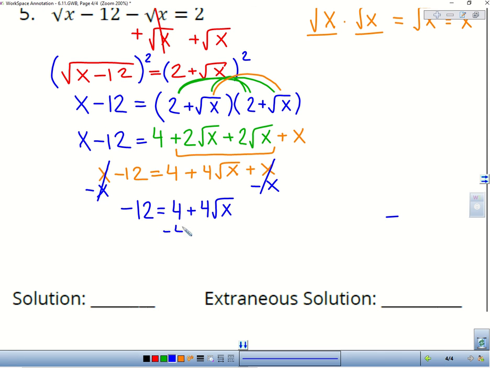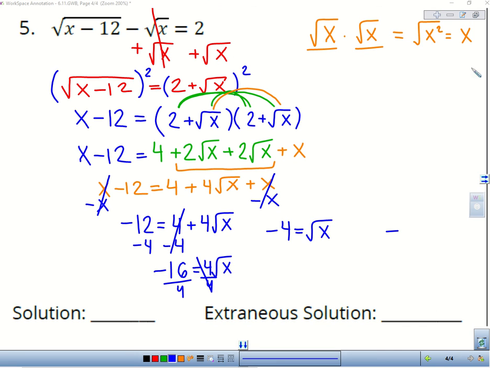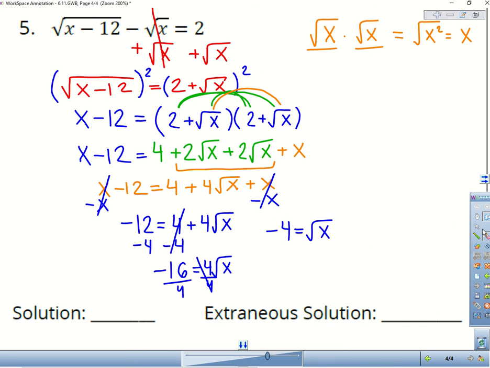Now I can subtract 4 on both sides, right? That gives me negative 16 is equal to 4 radical x, and then I can divide by 4 on both sides, which gives me negative 4 is equal to radical x. So that's as far as I've gotten so far, okay? But here's the problem. Now, you could go ahead and solve this, if you wanted to, by squaring both sides of this, right? Which would give me x equals 16.